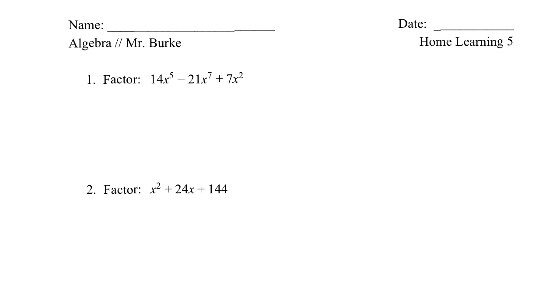I look at this first problem here, and I notice it definitely doesn't look like a regular trinomial. I got x to the fifths and sevenths and all kinds of craziness. So I'm going to look for GCF. I should always do that first anyways. I should always look for GCF.